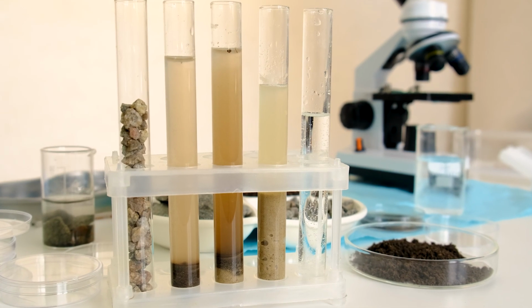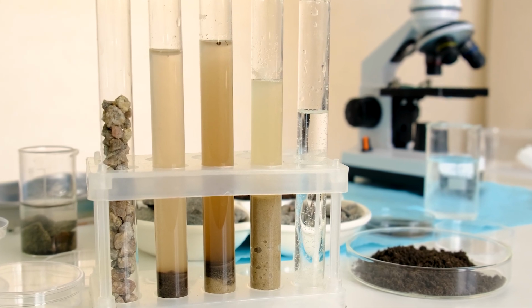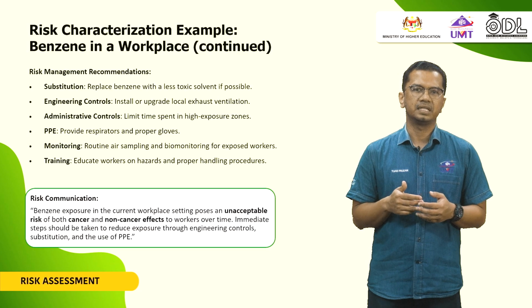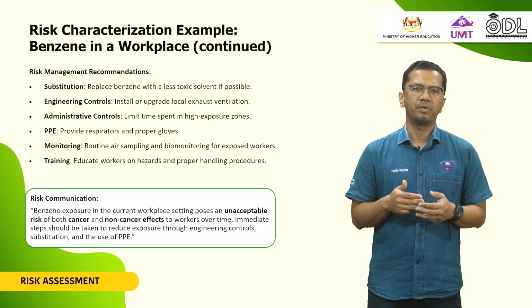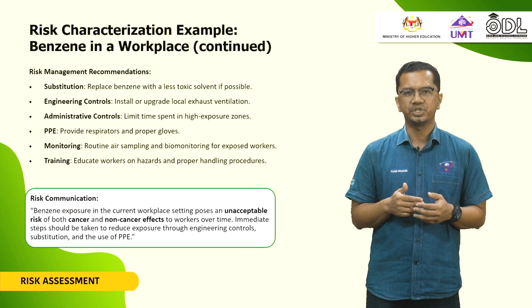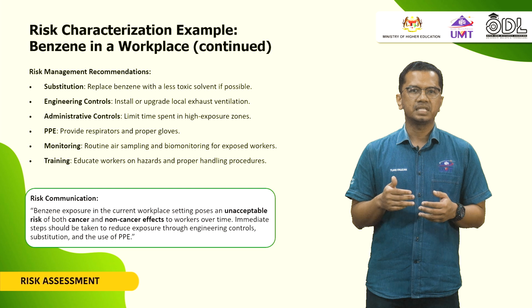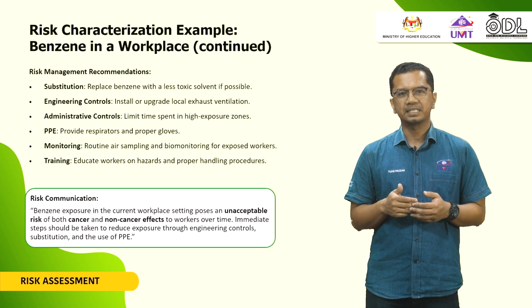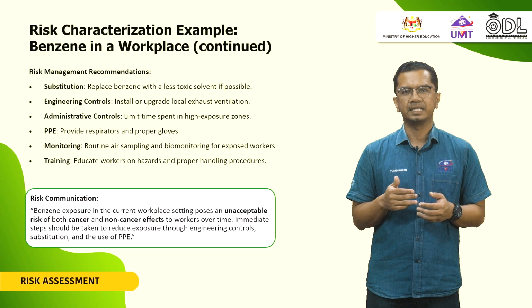This concludes our risk characterization example. We started with assessment, calculating a hazard quotient that revealed an unacceptable risk. We then moved to management, outlining a hierarchy of solutions. Finally, we crafted a clear communication statement. This three-step process, assess, manage, communicate, is the cornerstone of effective risk assessment.